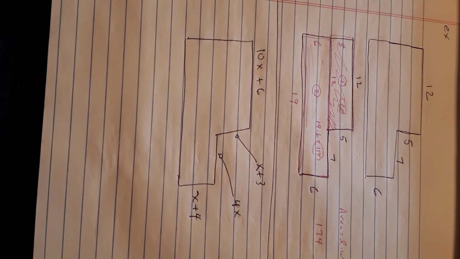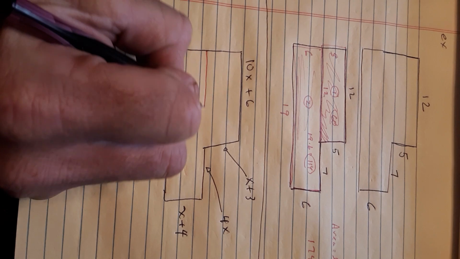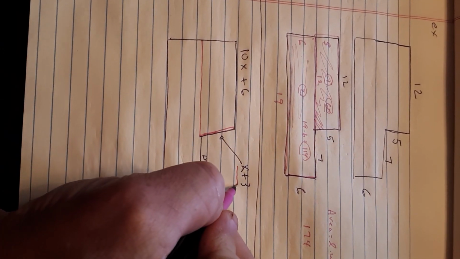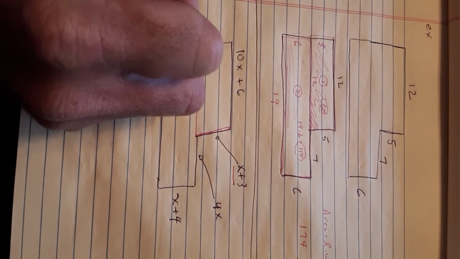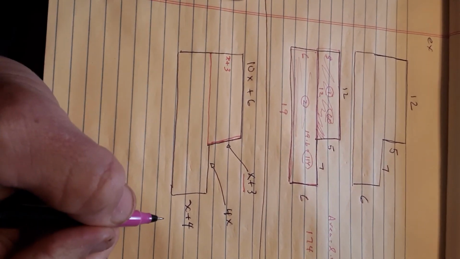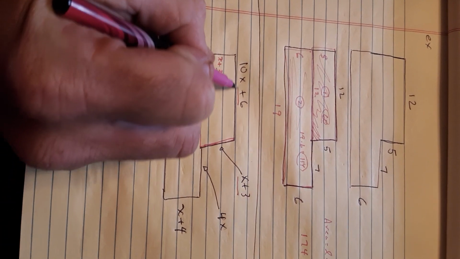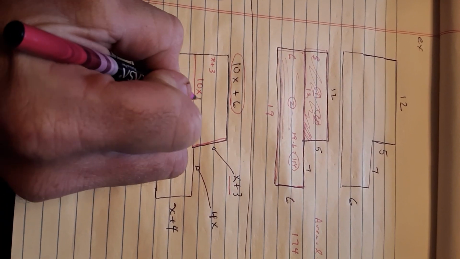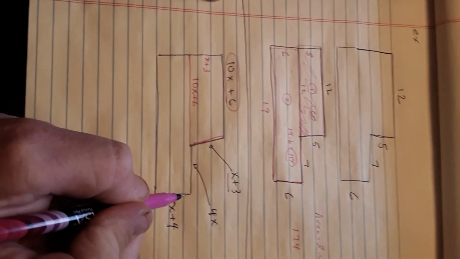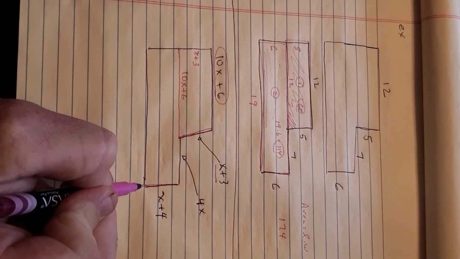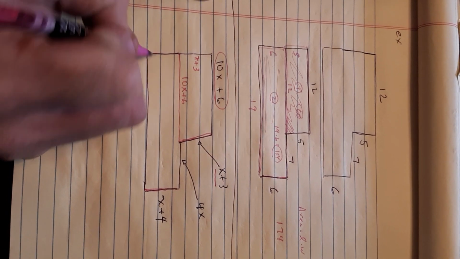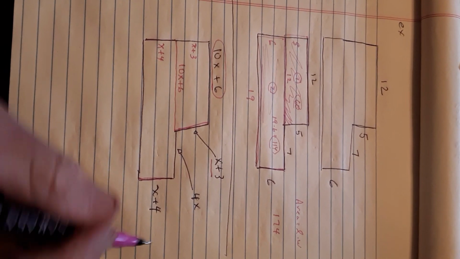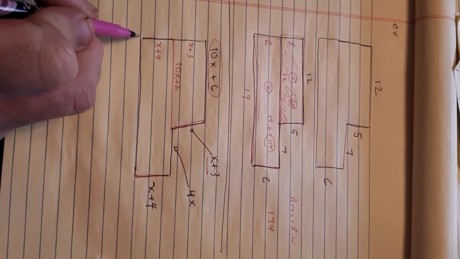If I section this top half off, and that length is x plus 3, then this length also has to be x plus 3. And if that is 10x plus 6, that's got to be 10x plus 6. And if this little height here is x plus 4, this height must be x plus 4. Now the only thing I need is the bottom length.